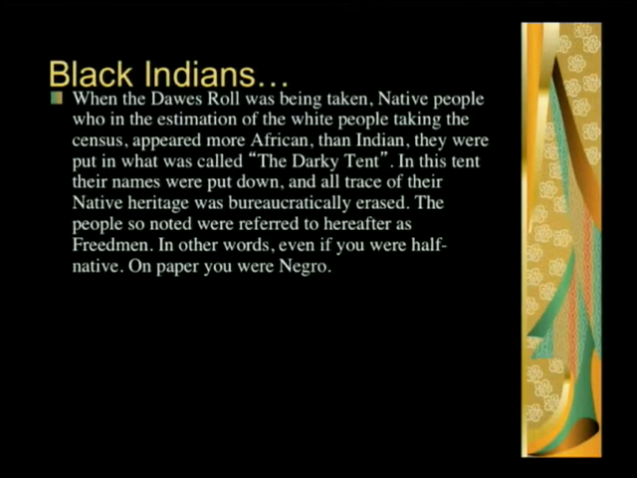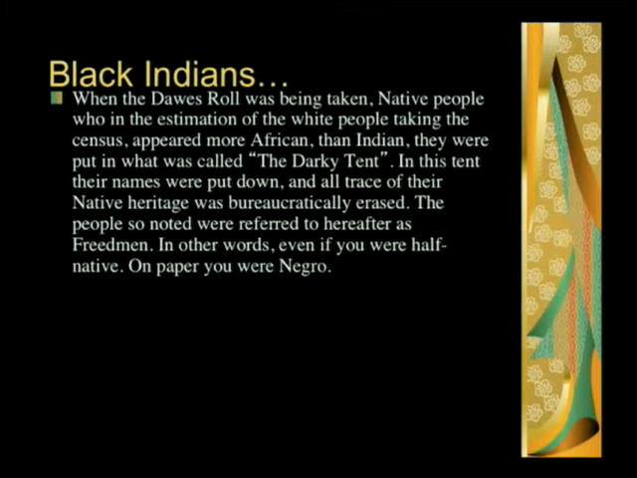Them or the white dude sitting behind the desk? Okay, they were put in what was called the darky tent. This literally happened. If you're too dark, oh, well, you're not Indian. Doesn't matter that both your parents could be native. Oh, if you're dark skinned, you're in the darky tent. In that tent, their names were put down and all trace of their native heritage was bureaucratically erased.